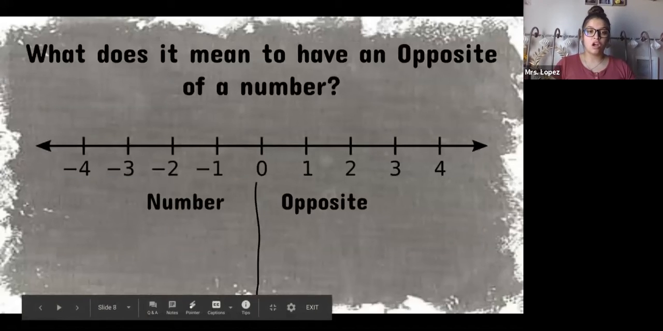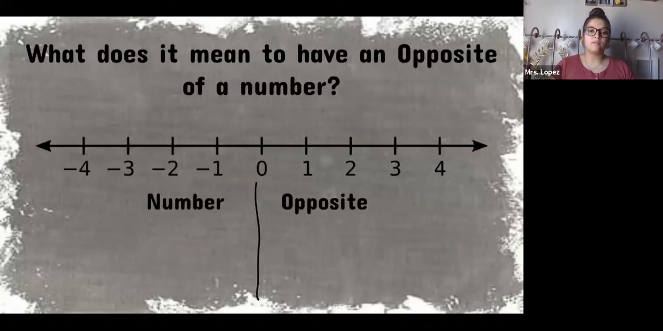Okay, so now that we know what a negative number is, what does it mean to have an opposite of a number? So let's look at our number line. We start off with 0 on our number line, and we fill in the rest of the spots. 1, 2, 3, 4, and -1, -2, -3, and -4.